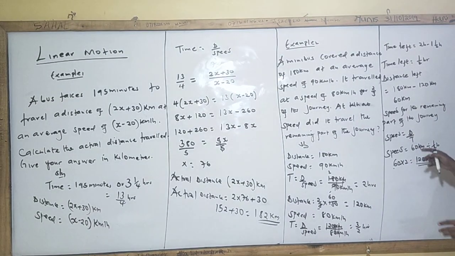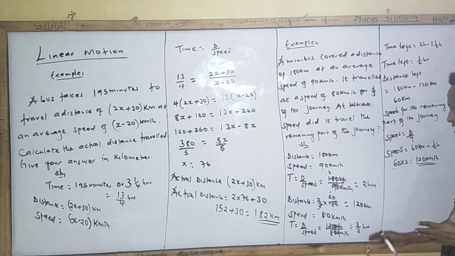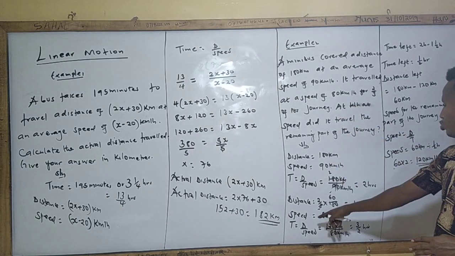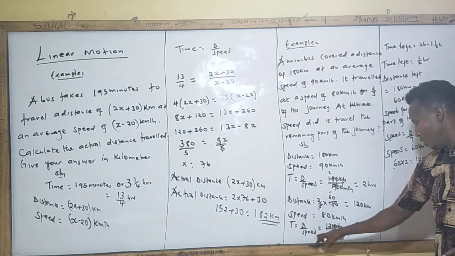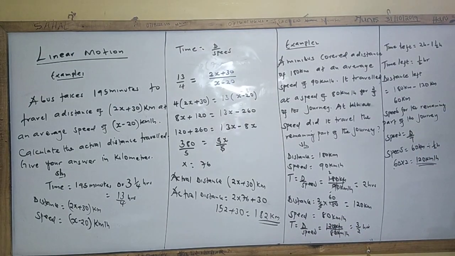Okay? Just understand that. Then 2 out of 3 times 180 is how much? That's 120. That's the distance. The speed is what? 80 kilometers per hour. So you can get time. Time is equal to distance over speed. So our distance is 120 divided by 80. That is 3 out of 2, which is 1.5 hours.